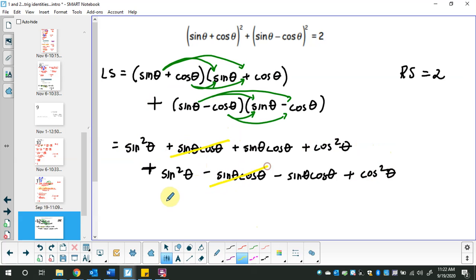Here's a negative one, so that'll make 0. Here's a positive sine theta cos theta. Here's a negative one, so that'll make 0.